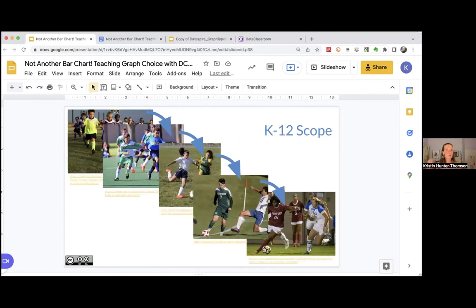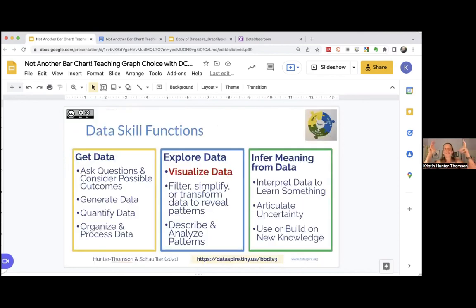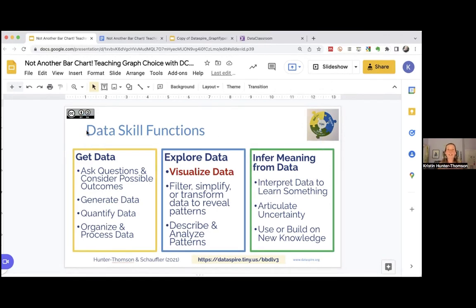And just like with soccer, we can stair step their way through in teaching these graph skills, using different components of teaching different skills along the way. Because there's a lot that goes into making sense of data. And we've spent an entire hour talking about one component, even just one aspect of one component, the visualizing data.